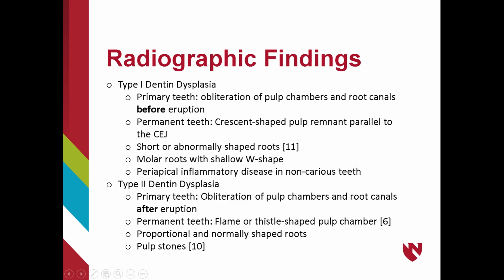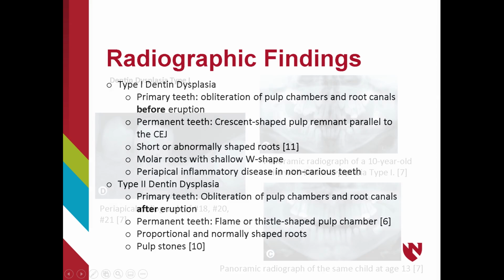In contrast, type 2 dentin dysplasia will have pulp chambers in primary teeth that obliterate after eruption. The pulp chambers are filled with hypertrophic dentin, which causes the pulp to become flame or thistle-shaped as it obliterates in the permanent dentition. The roots of teeth will appear normal in shape and proportion. Within the root canal, pulp stones may be present radiographically, often in the coronal third of the canal.